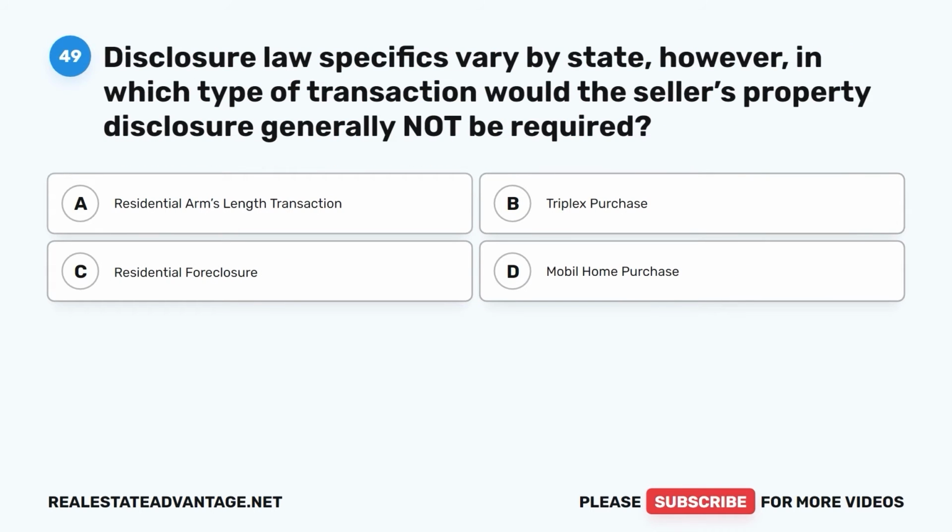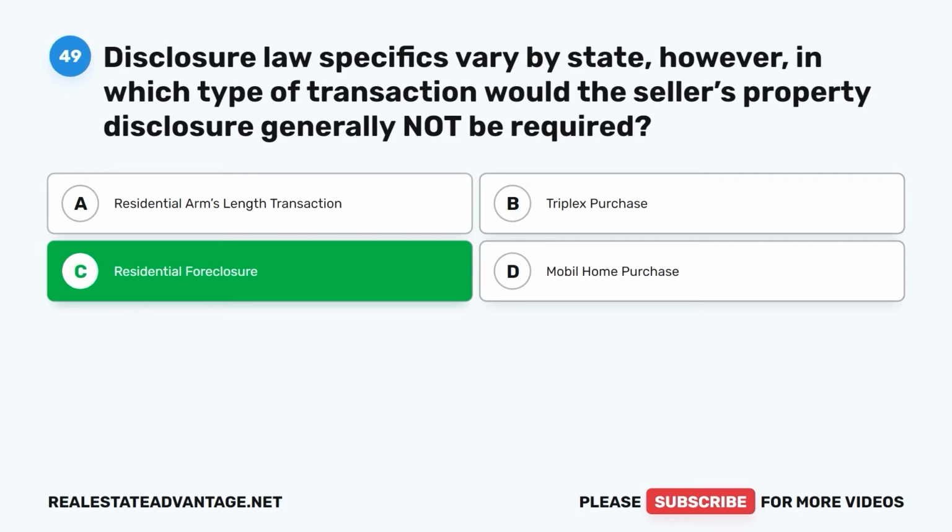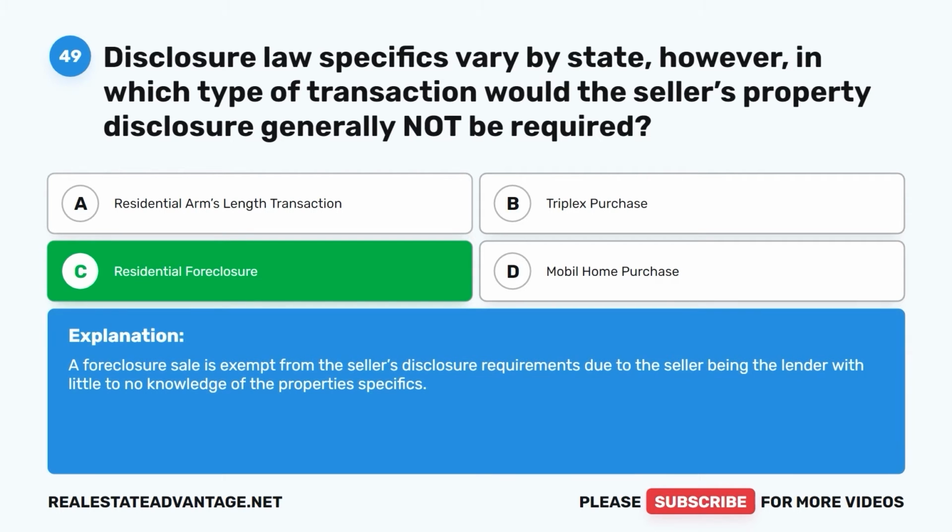Question 49. Disclosure law specifics vary by state. However, in which type of transaction would the seller's property disclosure generally not be required? A. Residential arm's length transaction. B. Triplex purchase. C. Residential foreclosure. D. Mobile home purchase. The correct answer is C. Residential foreclosure. A foreclosure sale is exempt from the seller's disclosure requirements due to the seller being the lender with little to no knowledge of the property's specifics.